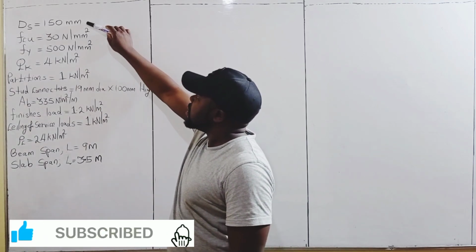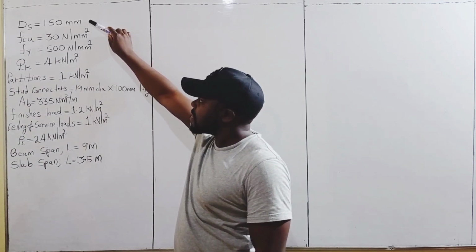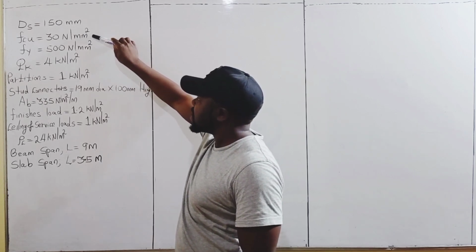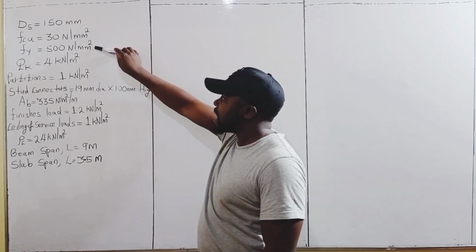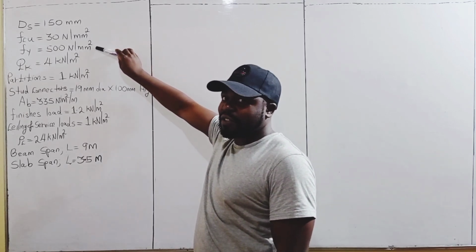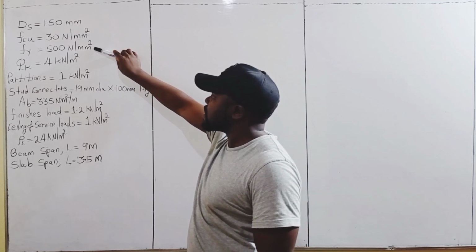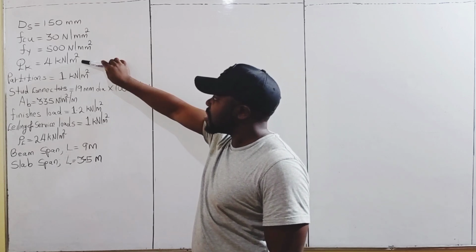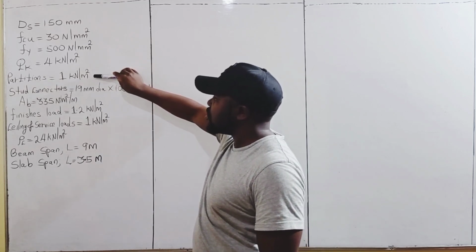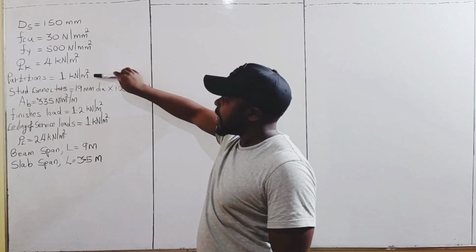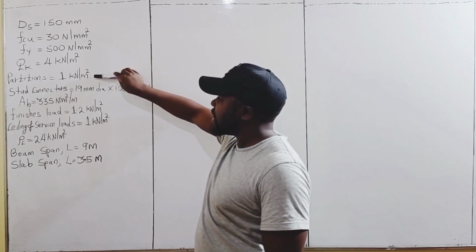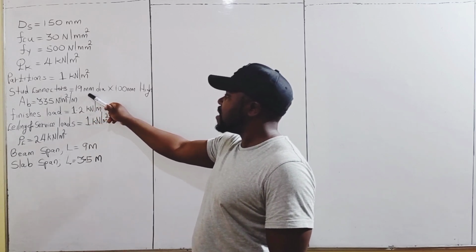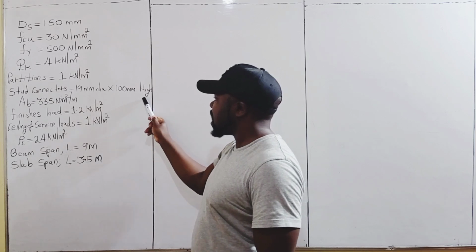The depth of the concrete flange is 150 millimeters. The characteristic strength of concrete is 30 newtons per square millimeter. The characteristic strength of steel reinforcement is 500 newtons per square millimeter. The imposed load is 4 kilonewtons per square meter. The partition's load is 1 kilonewton per square meter. Stud connectors, shank diameter 19 millimeters by 100 millimeters high.